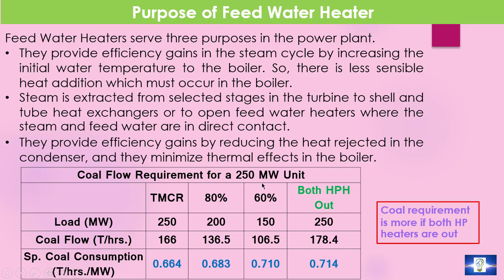If you see this table for a 250 megawatt unit, the specific coal consumption at TMCR, meaning turbine maximum continuous rating, at 250 megawatt is 0.664 when the HP heater is in service. But without the HP heater at the same TMCR, the specific coal consumption is 0.714, meaning the coal requirement is more if both HP heaters are out. So from this table it is clear that the feed water heater is very important for a thermal power plant.